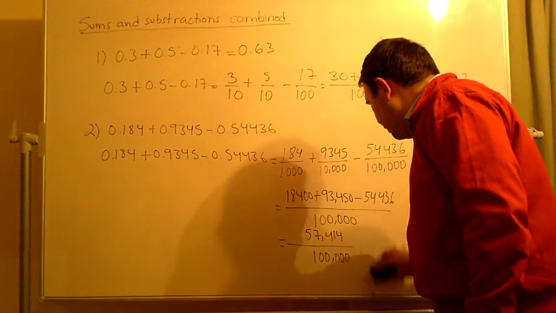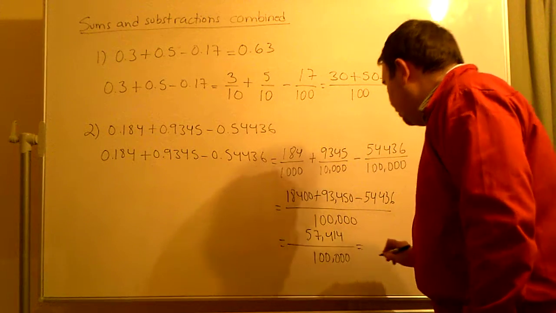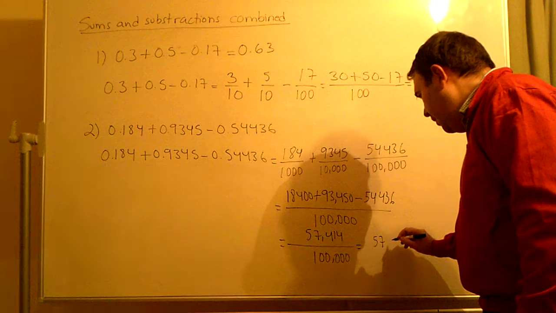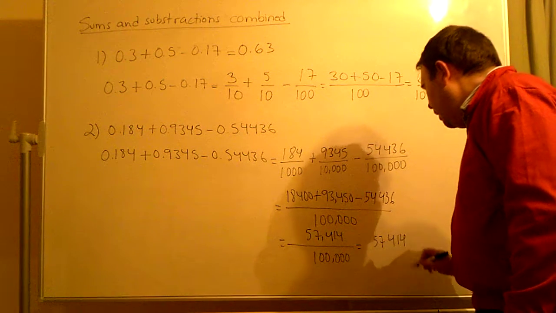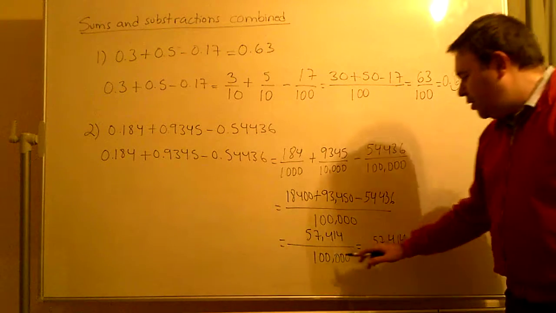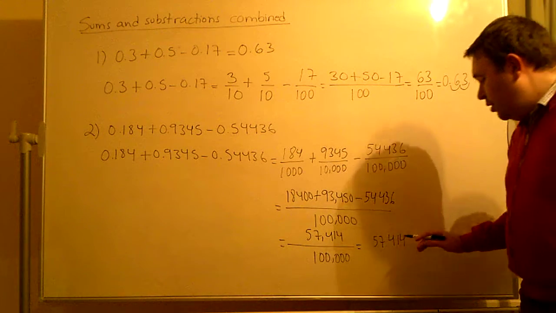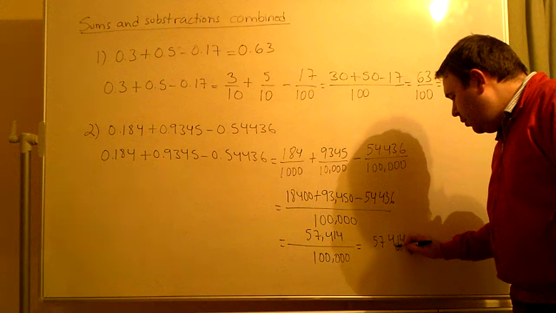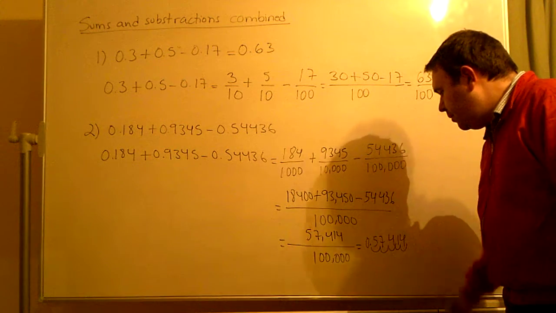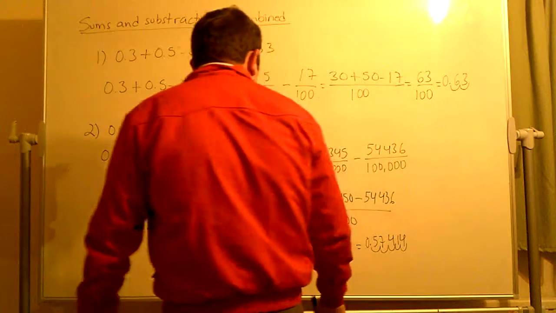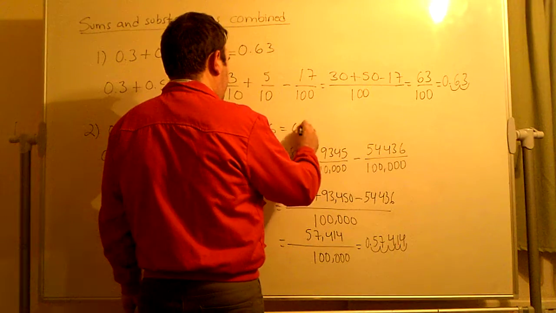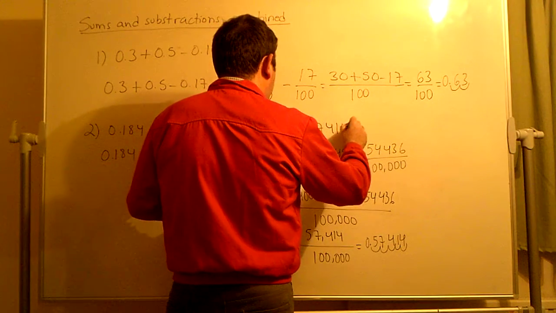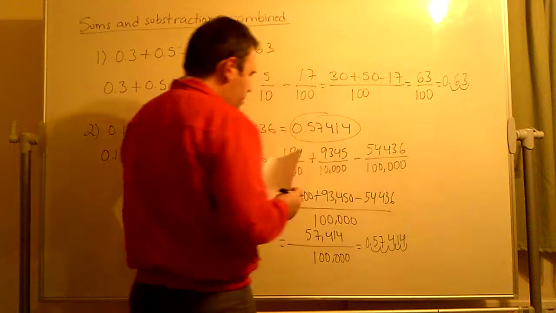So now, if we want to turn this into a decimal, what we need to do is write down 57,414. Then we need to count the number of zeros, which in this case would be 5. So we need to move the decimal point 5 places to the left. So 1, 2, 3, 4, 5. So the final result would be 0.57414. Okay?